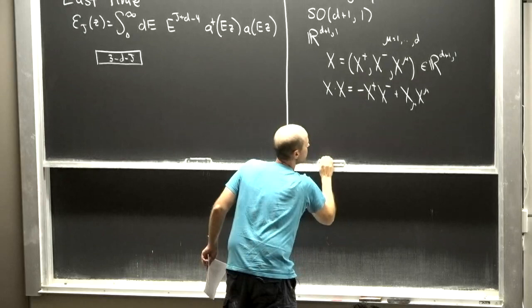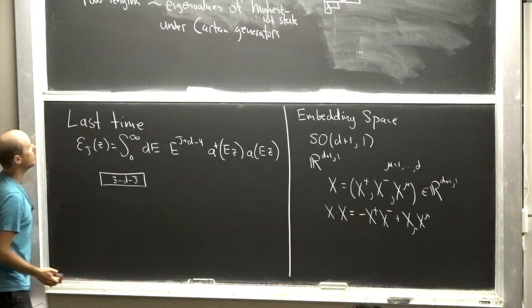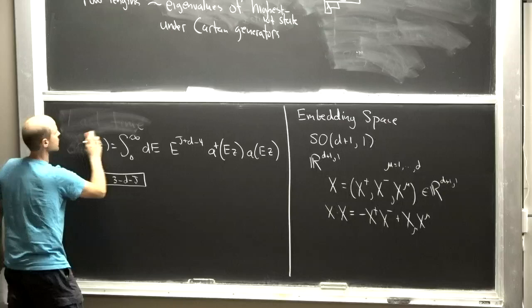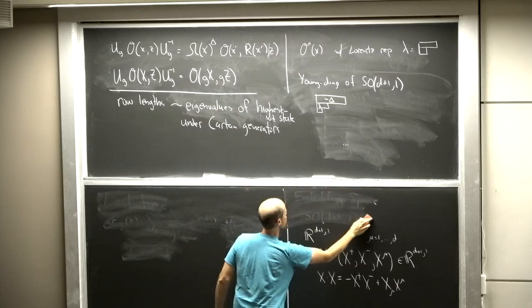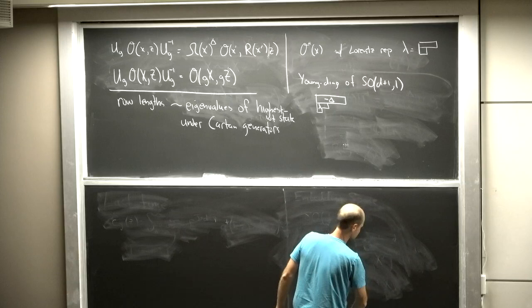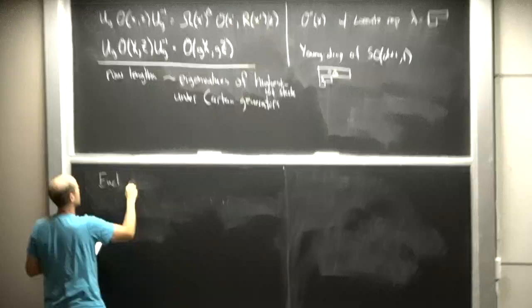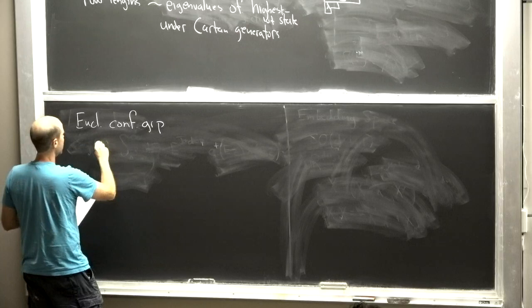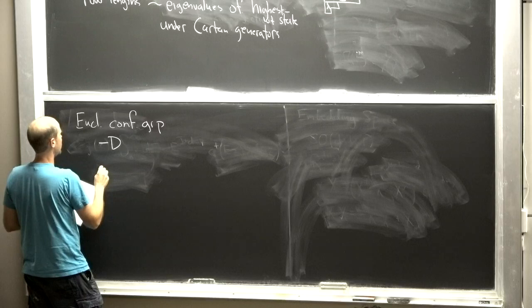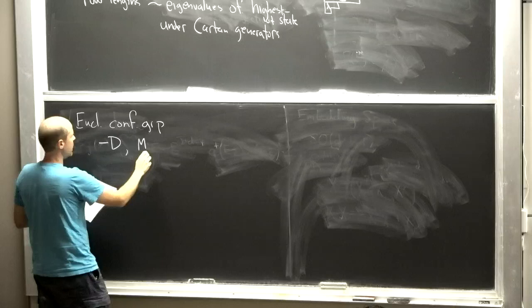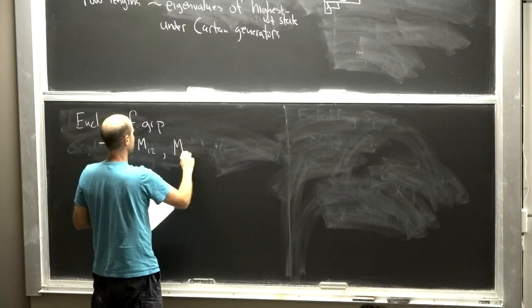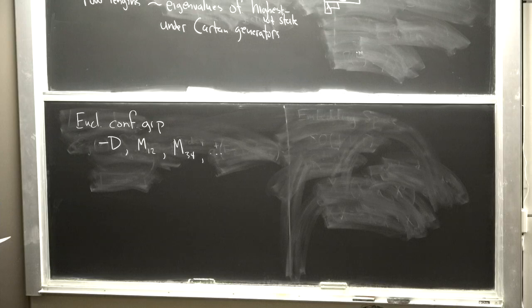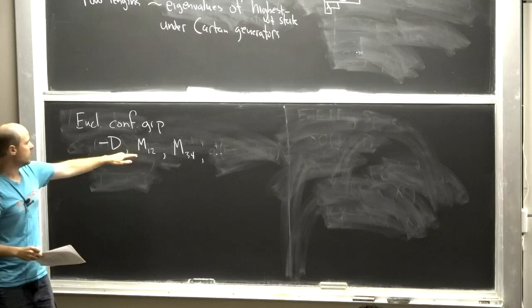First of all, Cartan generators are a set of mutually commuting generators of the Lie algebra of a group. And for the Euclidean conformal group, we can take the Cartan generators to be minus D, where D is the dilatation operator. The minus sign doesn't really matter here, but it's a useful convention. And so we have the dilatation operator, and then we can take rotations around various axes. So the rotation between the 1, 2 axis, the rotation between the 3, 4 axis, and so on, all the mutually commuting rotations that we can write down. Okay, and these are the Cartan generators of the conformal group. Of course, dilatations commute with each of these, and each of these commutes with each other. So this is a Cartan subalgebra.